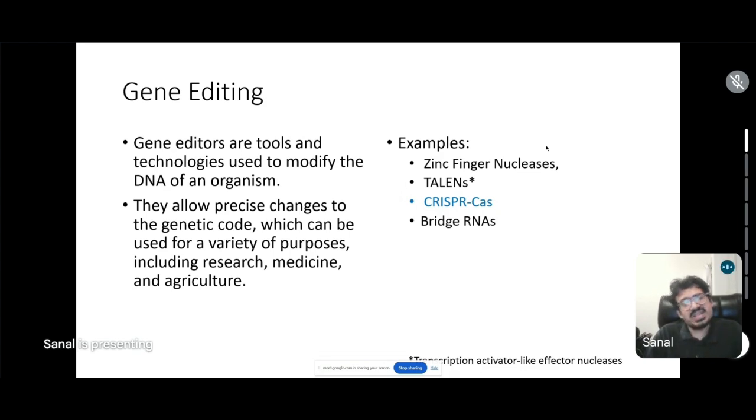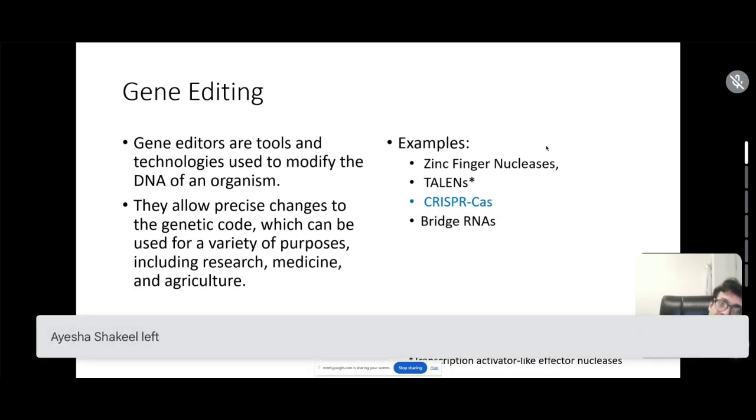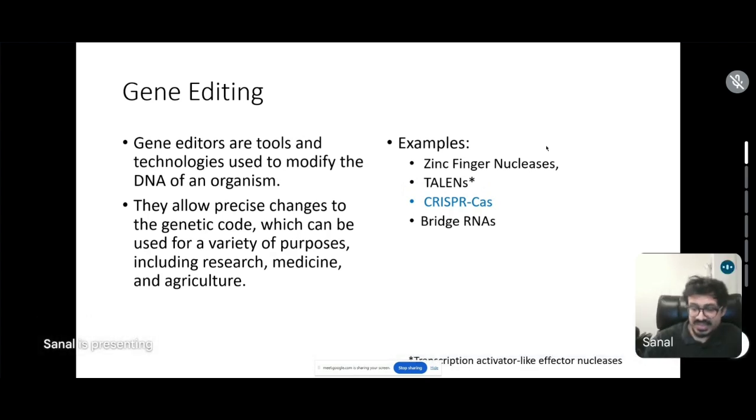However, because of the ease of use and ease of design, CRISPR-Cas is more used. Another reason for using CRISPR-Cas is that zinc finger nucleases have several patents and restrictions. Many such restrictions are not there in the use of CRISPR-Cas. Bridge RNAs are an evolving technology, which I will talk about later.